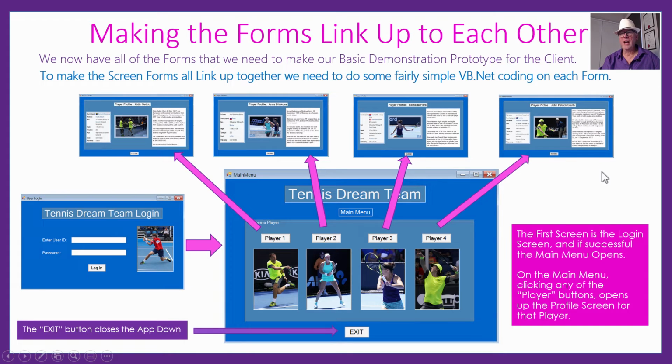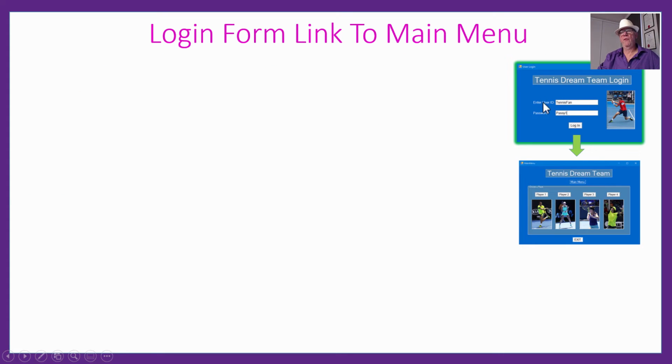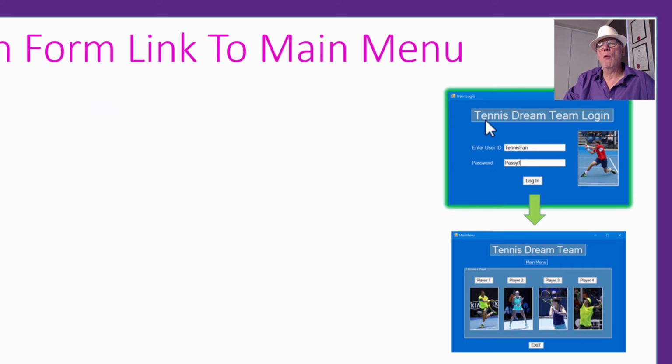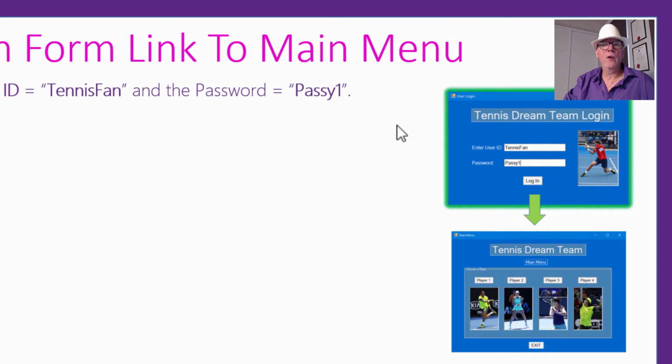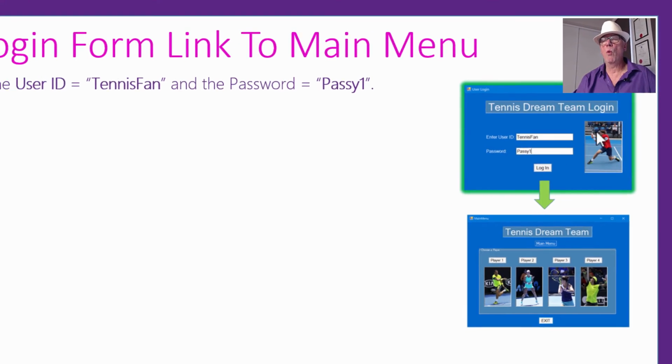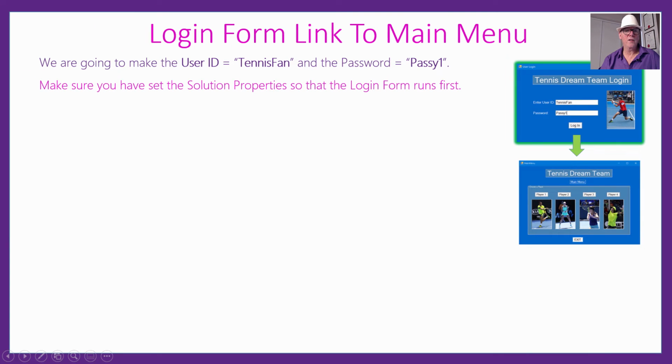Okay, so let's get all this coding done. The first coding we're going to do is that when you are on that login screen, if you enter the right user ID, we're going to set up that the user ID we're going to use is tennisfan. So you have to put tennisfan in without a space, and the password's going to be passy1. Now just note here, we're not seeing the stars where it's hidden. We've turned that off while we're doing this, so that we can do it.